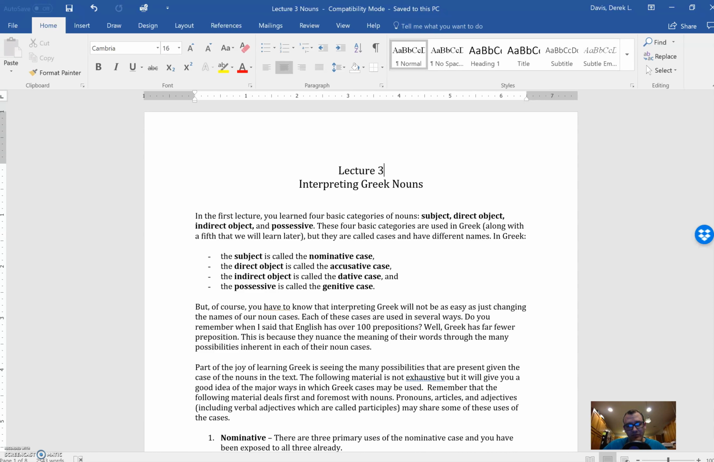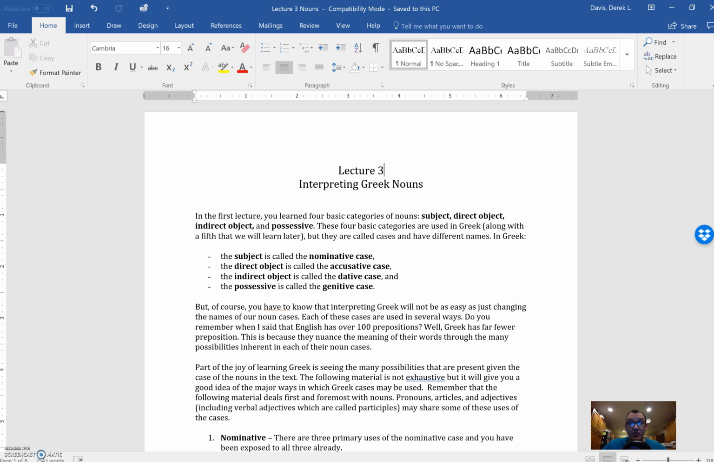So what we're going to do is we're going to take the basic things that you learned about nouns and we're going to translate them into the Greek language. So what we had talked about in week 1 was the subject, direct object, indirect object, and possessive functions of the nouns in English. So now we're going to translate that into Greek. You'll notice here a subject in Greek is called the nominative case. The direct object is called the accusative, the indirect, the dative, and the possessive is called the genitive case.